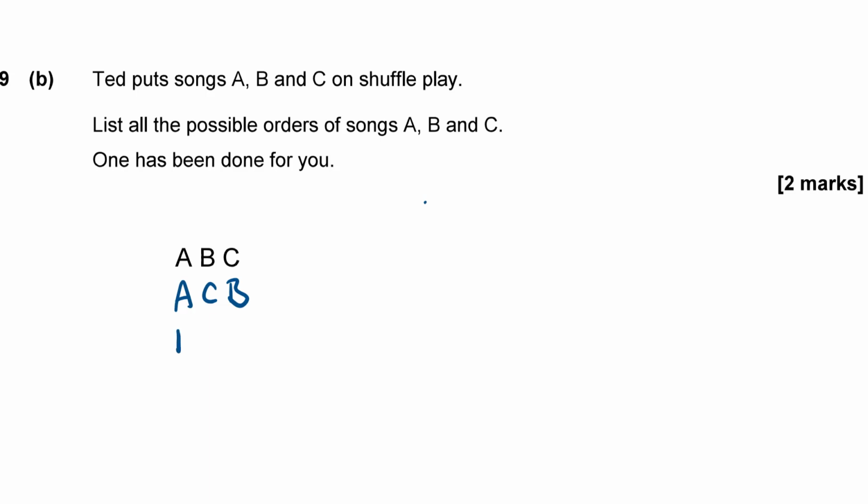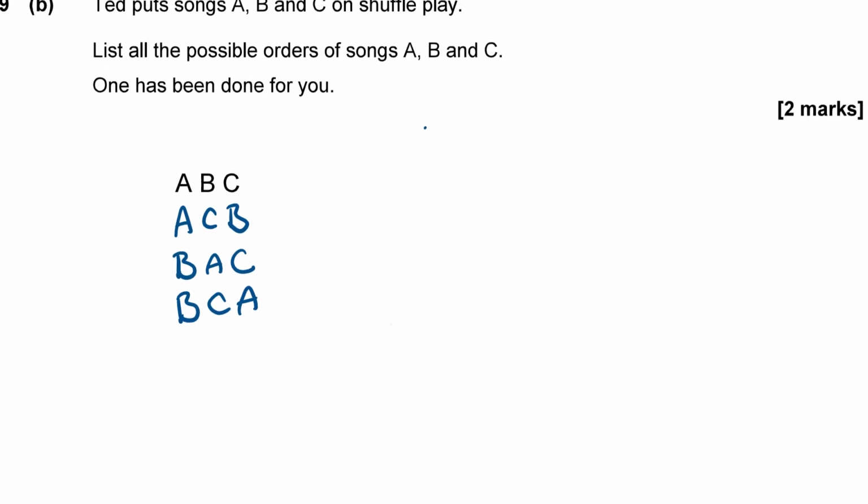Now what happens if we start with B? I could have B then followed by A and then followed by C. Or I could have B followed by C followed by A. They're all the outcomes starting with B. So then let's try C. If I start with C, then I could have A next and then B. Or if I start with C, I could have B and then A. So altogether, I've got 1, 2, 3, 4, 5, 6 different orders I could play those 3 songs in.